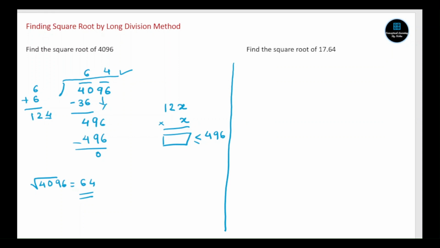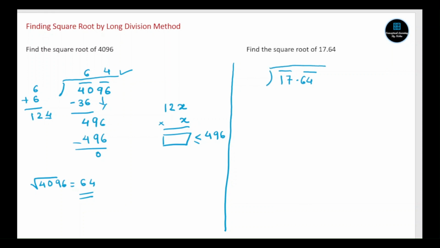Now same method. One more time, let's understand with a decimal number. Write the number as it is. Now group the digits before the decimal: you do it right to left, two-digit pairs, and after the decimal make pairs from left to right. So I just made the pairs.